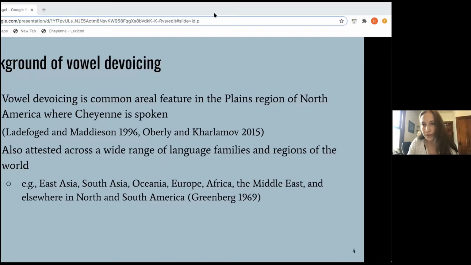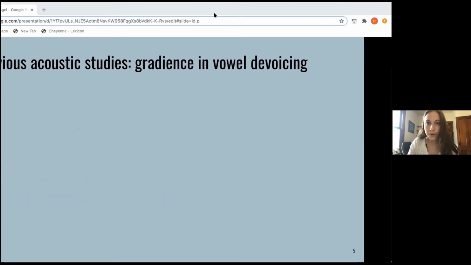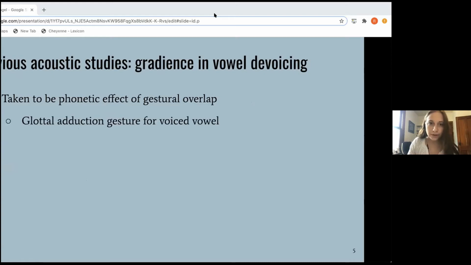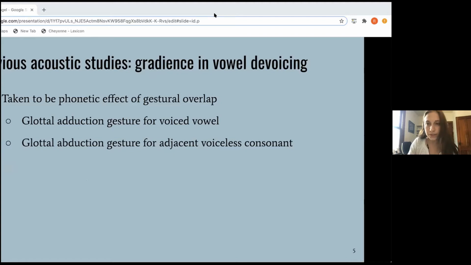So even though we often think of voiceless vowels as phonologically marked and typologically rare, they're not actually as uncommon as we might think. There have been a number of acoustic studies of vowel devoicing in various languages, and these studies frequently note gradients in the application of these processes. And this gradience is taken to be a phonetic effect of gestural overlap involving a glottal adduction gesture for a phonologically voiced vowel, and a glottal abduction gesture for an adjacent voiceless consonant. So there's some partial devoicing of the vowel, and the vowel is not phonologically devoiced. Instead, this is a phonetic effect. That's the interpretation of the findings.